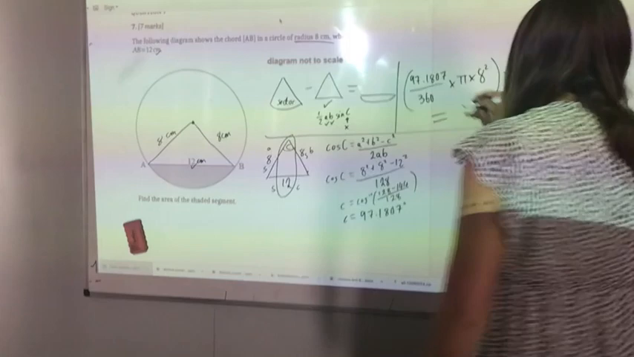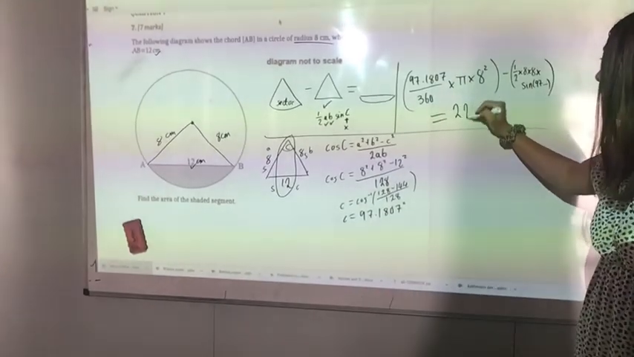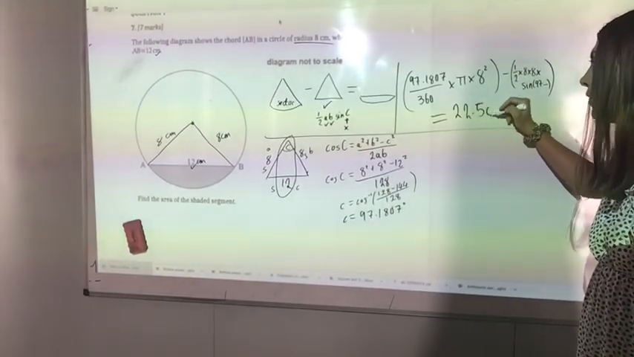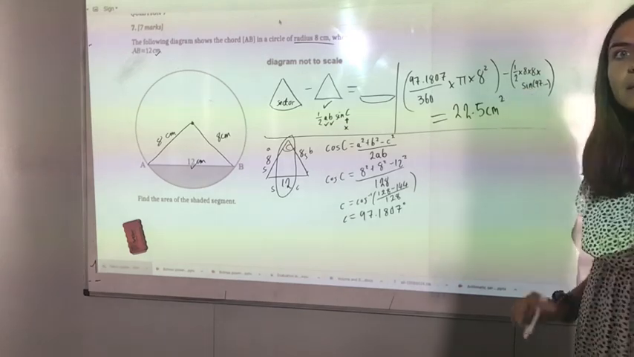When you finish the question, you will work out that the area of the segment is 22.5, and because it's an area, it's centimetres squared.